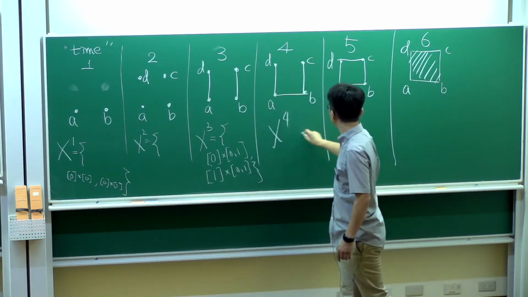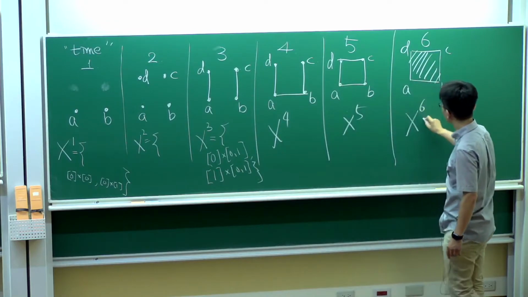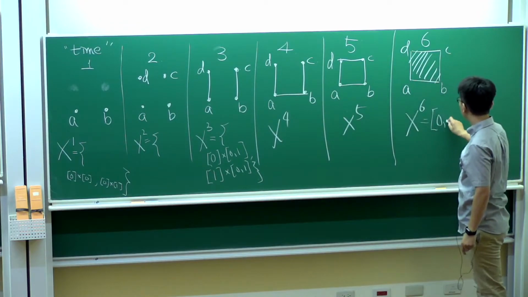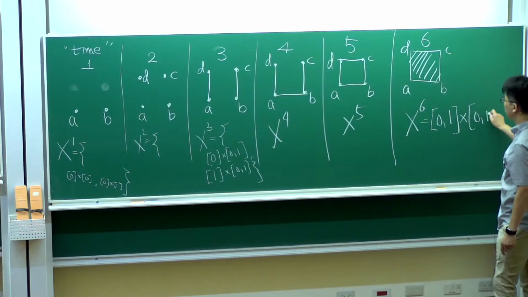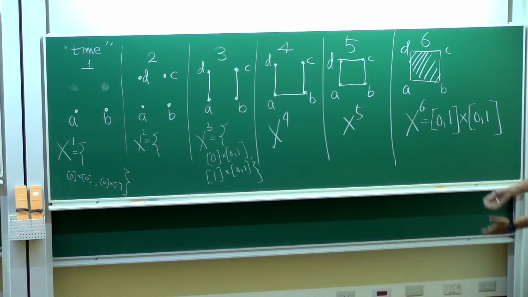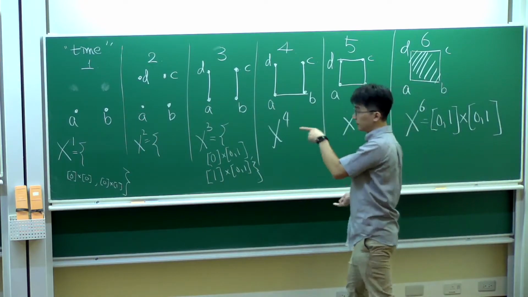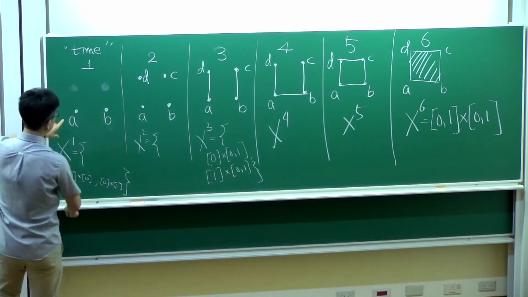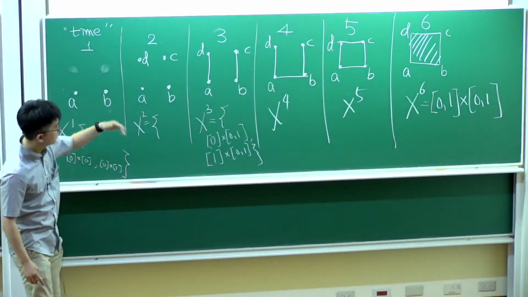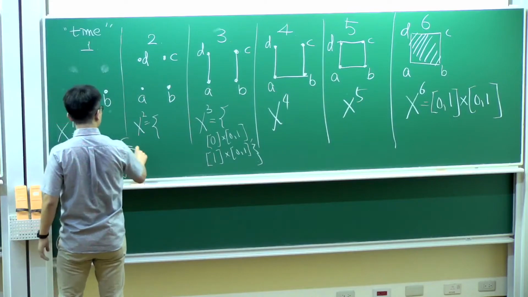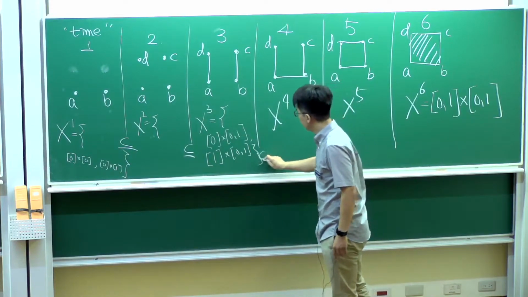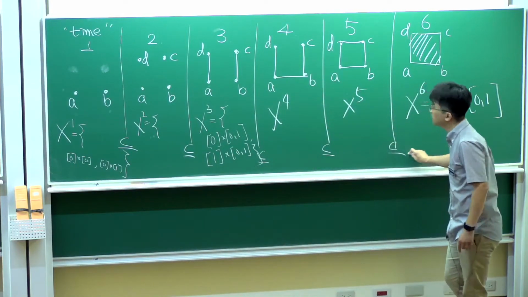You have x4, x5, and lastly, you have x6, which is simply the unit closed interval. Okay, good. So this is a sequence of sets, and you notice this set has a relation, right? When time equals 1, you have only 2 points. When time equals 2, you grow to 4 points. So it has the subset relation. This set is a subset of the next set, and this is a subset of the next set. So you get this nested relation.